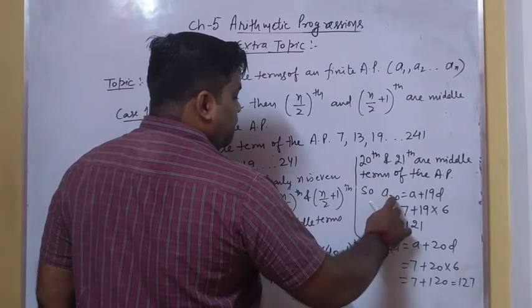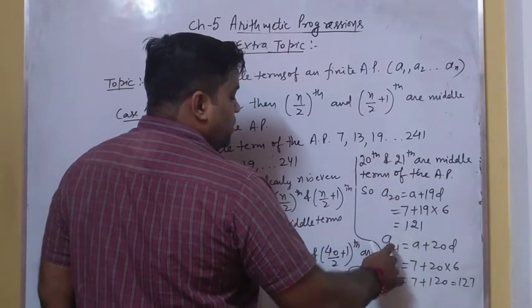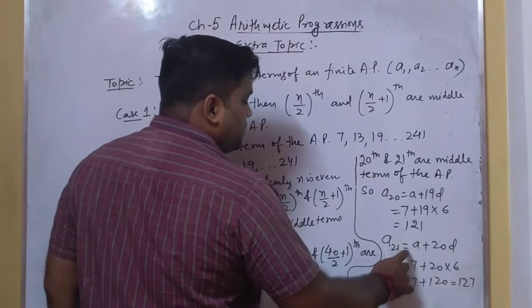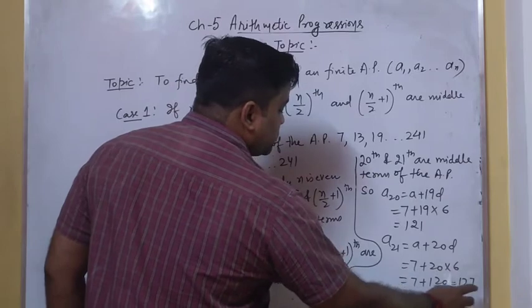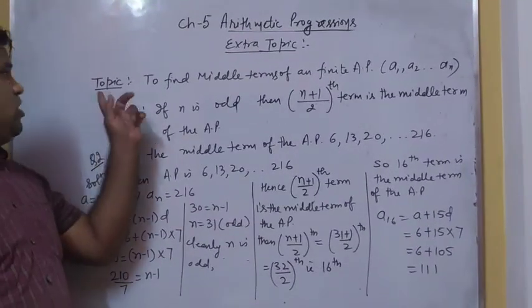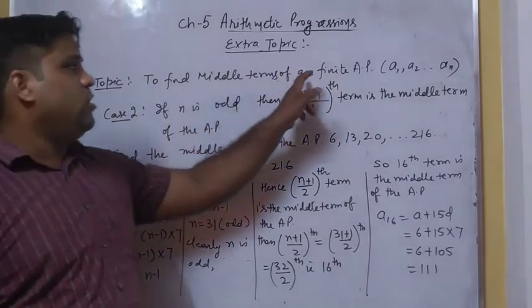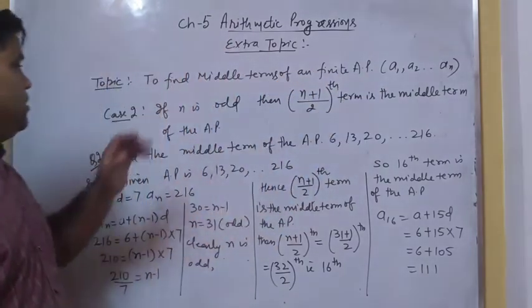So the value of the 20th term is 121 and the value of the 21st term, which is equal to a plus 20d, on solving, here we get 127, which is the required answer. Let us come to case 2 of that topic, to find the middle term of a finite AP.